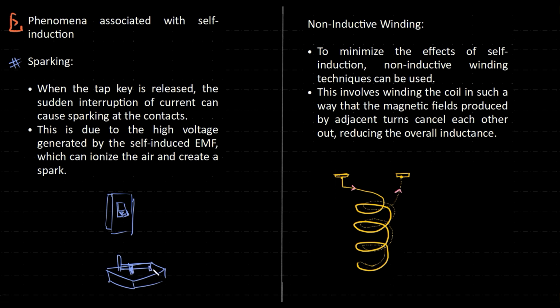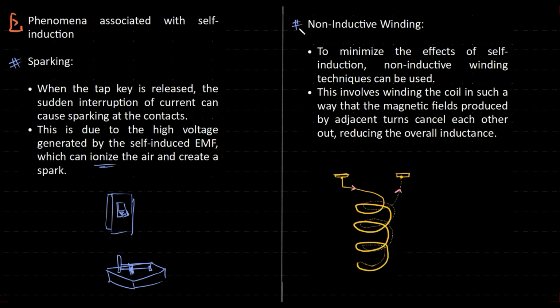So your physics labs might have it. So when you're releasing and all of that, if it has a pretty decent voltage, you get to see this. This is due to the high voltage generated by self-induced EMF, which can ionize the air around, and thus we get to see a spark.